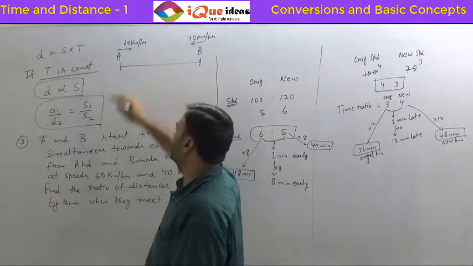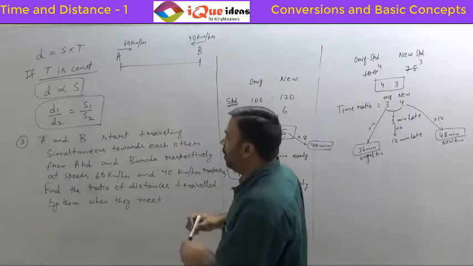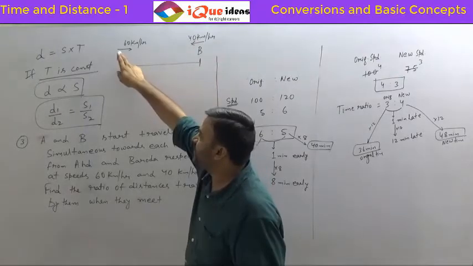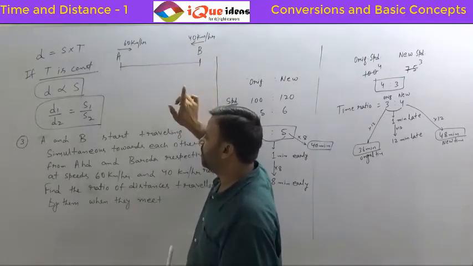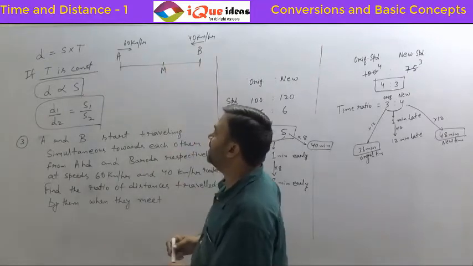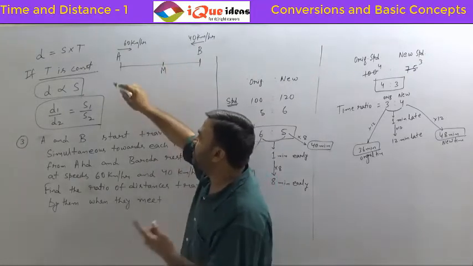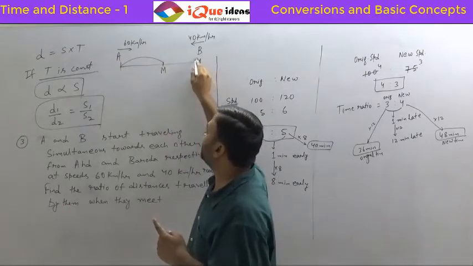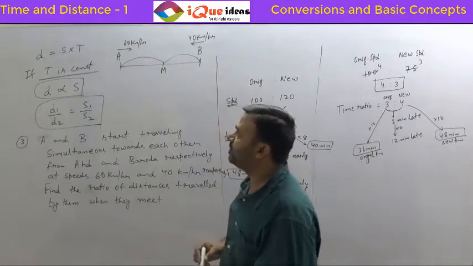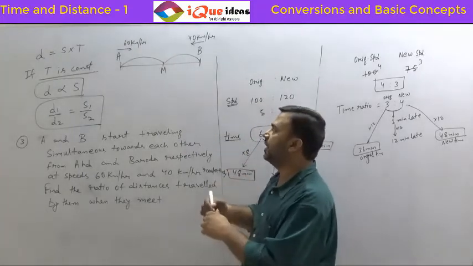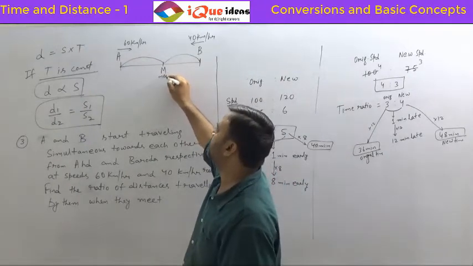We don't know the distance between them. What we know is they have started simultaneously from these points. So A starts from here, B starts from here. Suppose they meet here. Suppose this M is the meeting point. Whatever time is taken by A to start from here and go up to this point is the same time taken by B to go from this point to this point. Right? We are assuming that M is the meeting point.